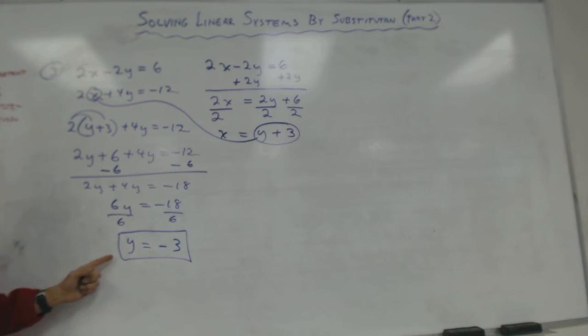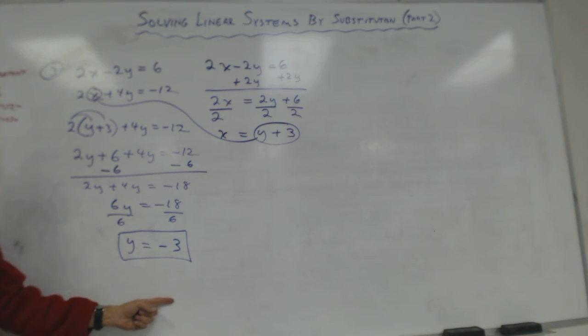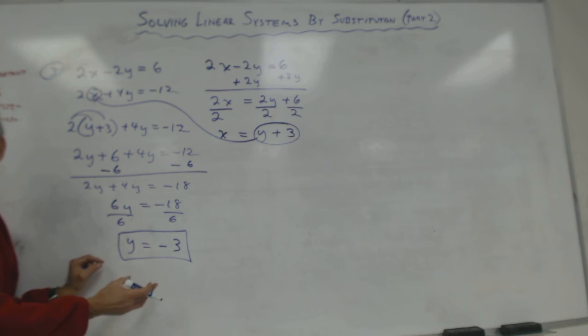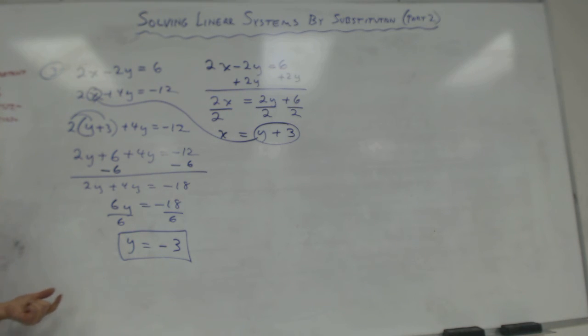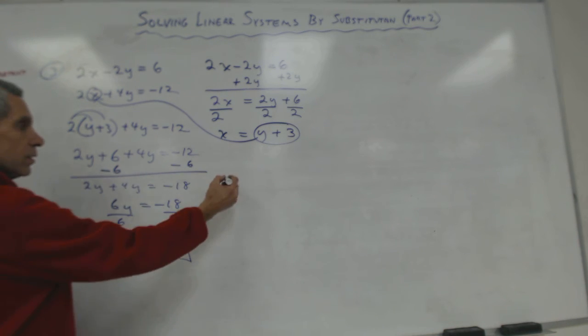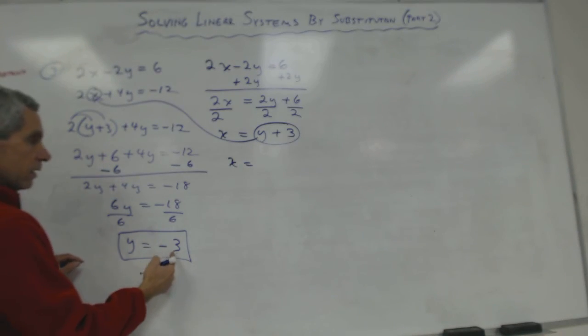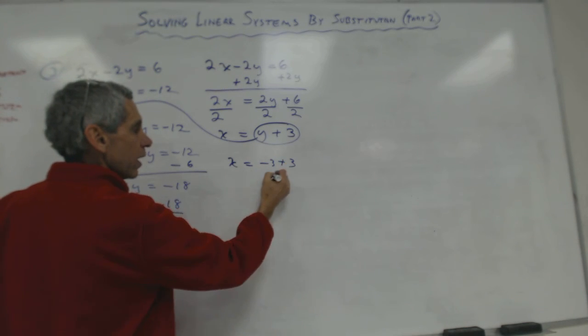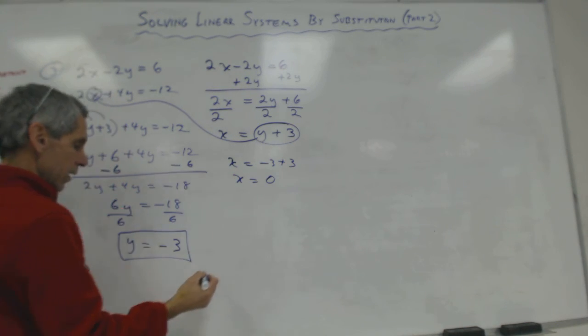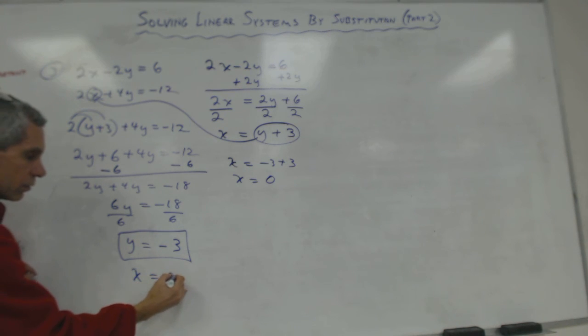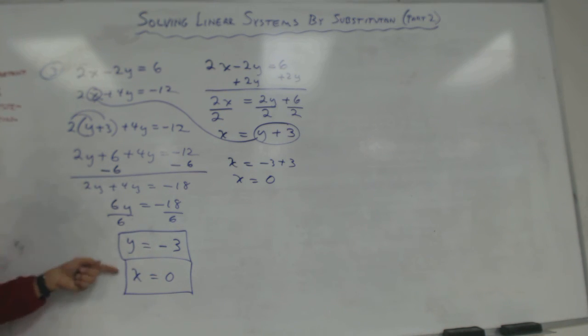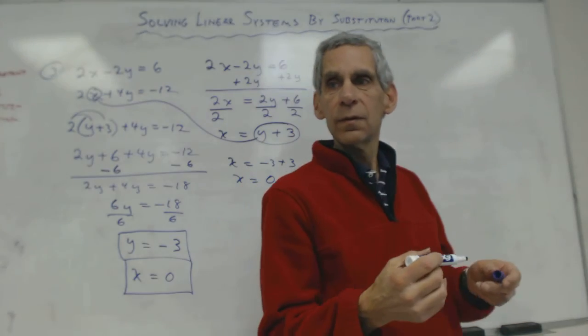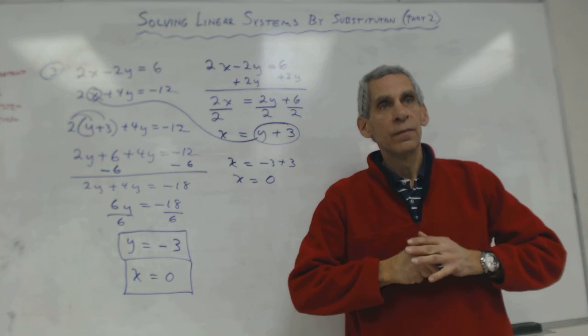No. I've always got to have a y equals and an x equals right next to it. So now I've got to plug this into what? Caleb, where would you plug it in? Yes, x equals y plus 3. So x is equal to negative 3 plus 3, which is 0. So I'm going to say x is equal to 0. And I'm going to have both of my answers together so I can find it in a box. Do you get that? Makes sense, right? It's really not hard at all.